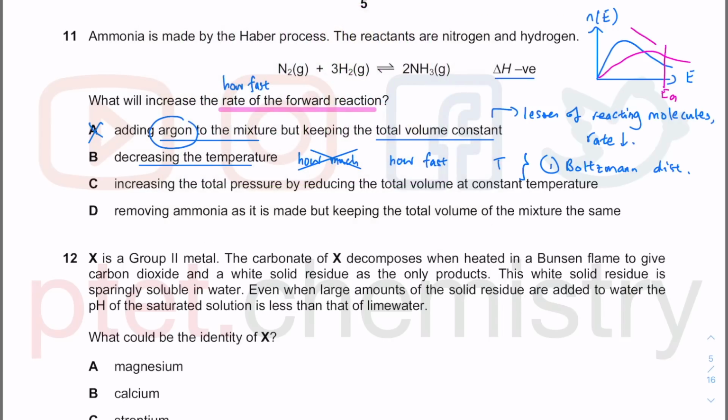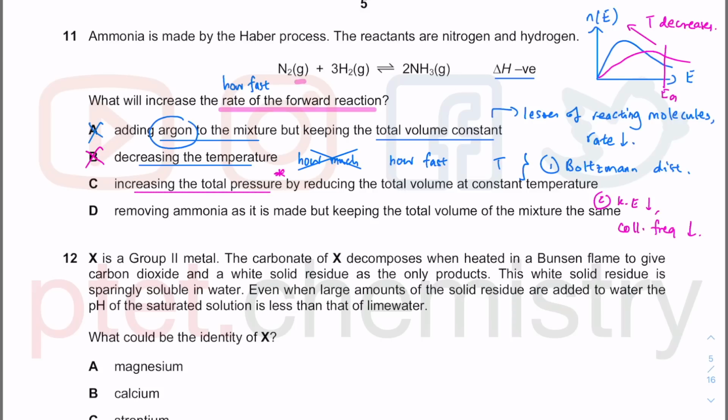But when I go to lower temperature, when temperature decreases, I would decrease the proportion of effective collisions, because I will have fewer molecules that have enough energy to react. At the same time, I also talk about kinetic energy decreasing, and then collision frequency will also decrease. Both of these factors result in decreasing temperature decreasing the rate of the forward reaction. So that is wrong.